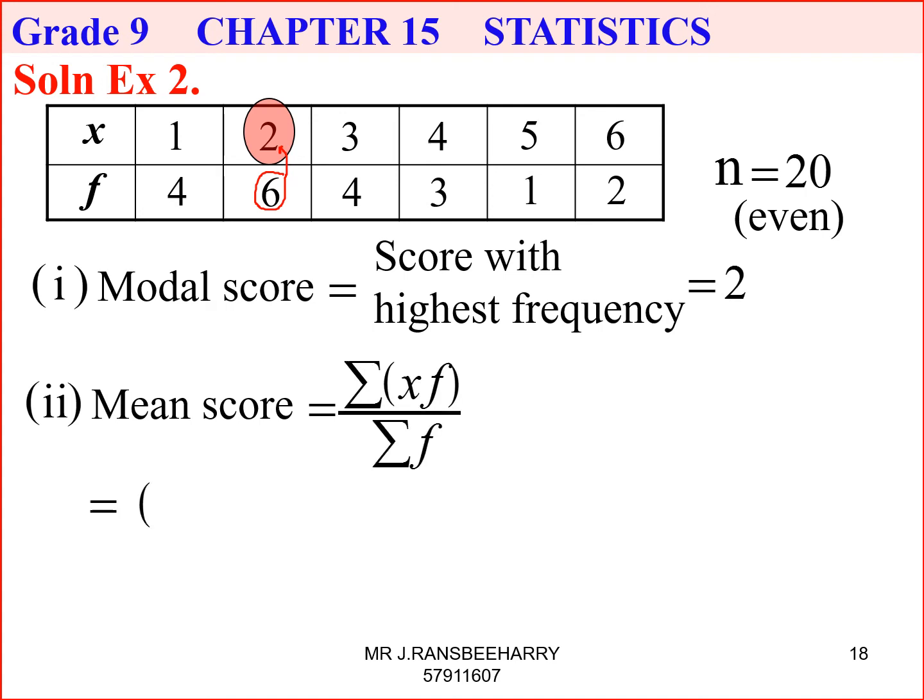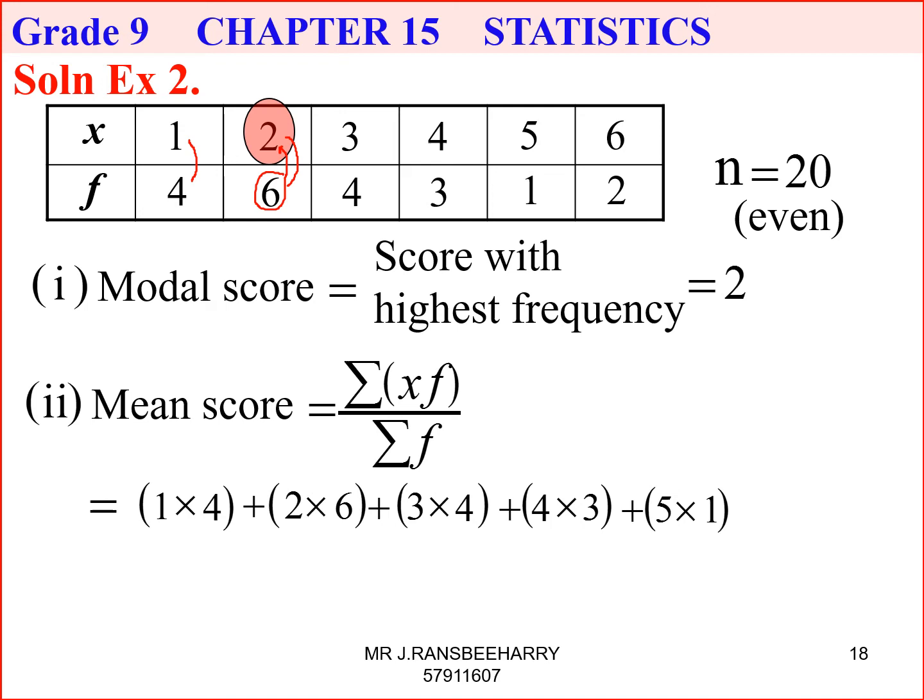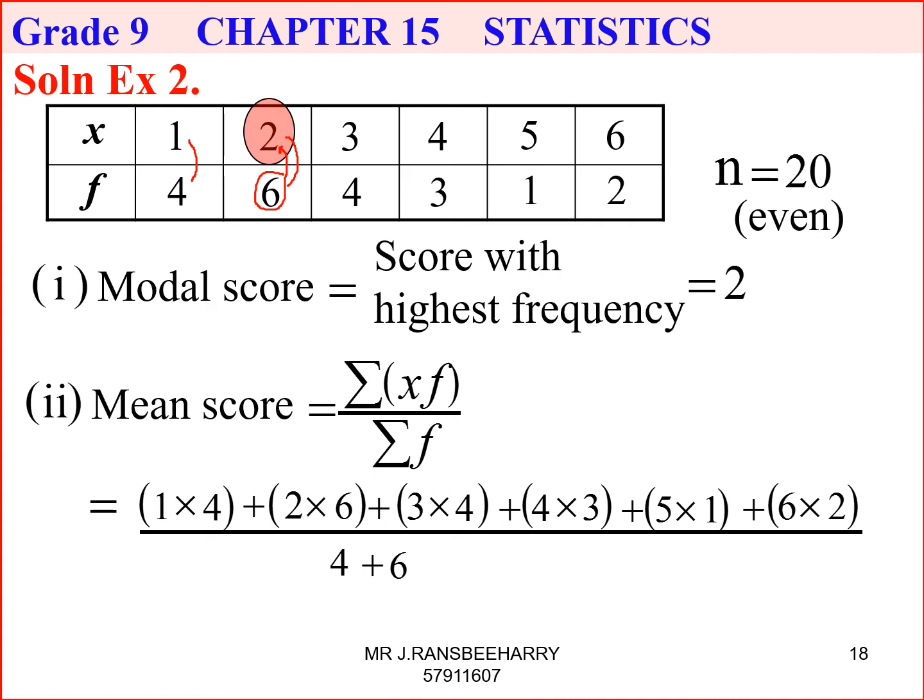Here, 1 we obtain 4 times, so the total score is 1 times 4. 2 we obtain 6 times, so 2 times 6. So 1 times 4 plus 2 times 6 plus 3 times 4 plus 4 times 3 plus 5 times 1 plus 6 times 2, divided by 4 plus 6 plus 4 plus 3 plus 1 plus 2. So here we calculate, we obtain 57 over 20.